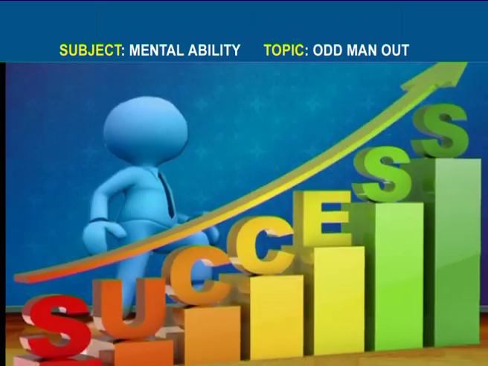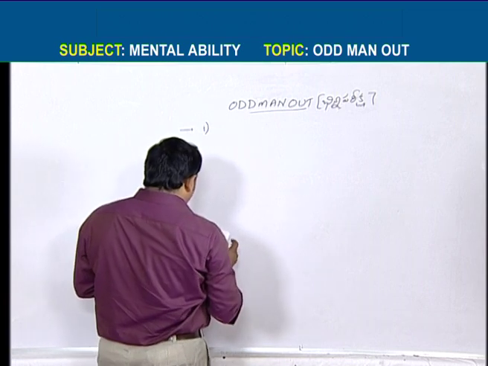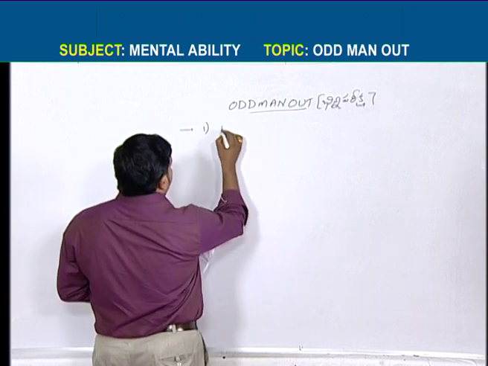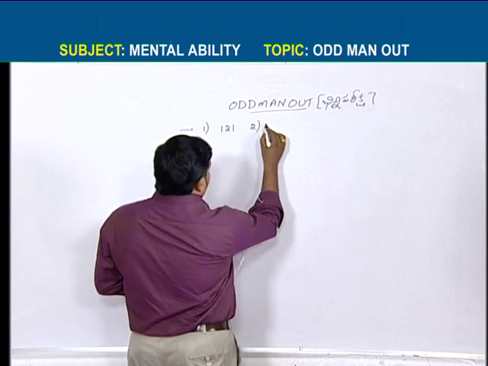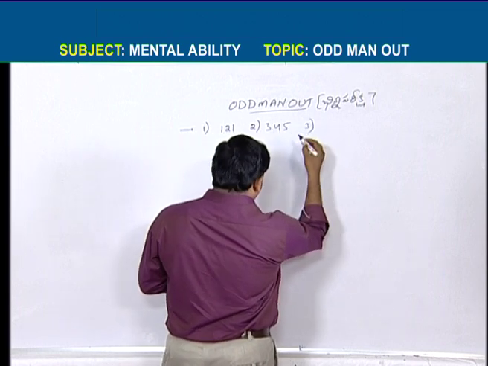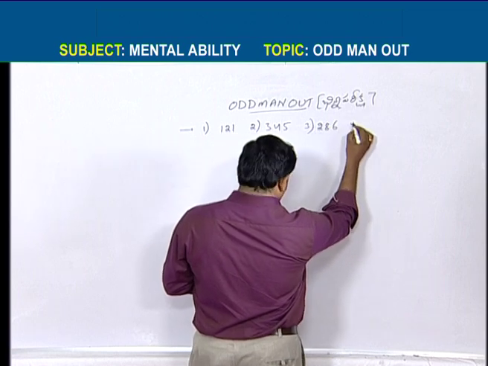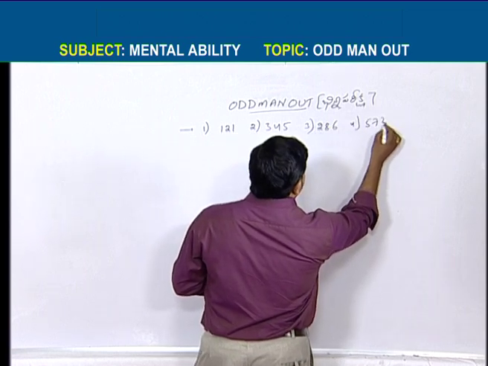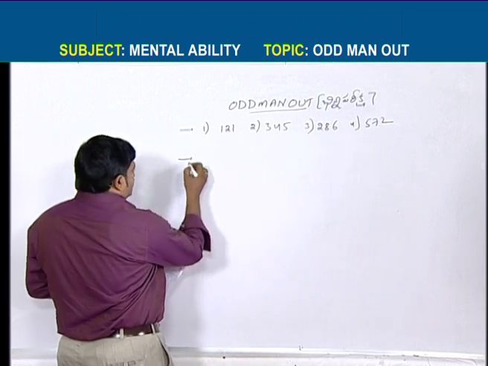Now we will take some other questions. See the next question. Next one: first option is 121, second option is 345, third option is 286, and fourth option is 572.